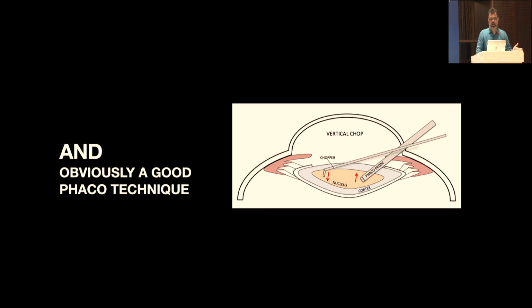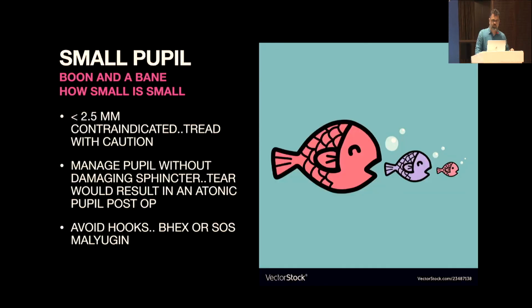Small pupil, how small is small? Less than 2.5 millimeters usually is contraindicated, but you can tread with caution. Manage the pupil without damaging the sphincter or causing irregular sphincters, that would result in an atonic pupil or an eccentric pupil. So you should avoid hooks in such cases. A B-HEX or a Malugin ring would be a better option.